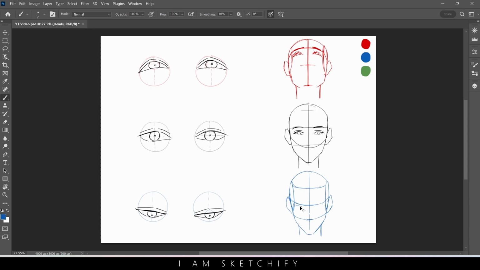In the high angle, again pay attention to the curvature of the face. This time you're looking from above, so the curvature will appear downwards. So guys, this is how you can draw eyes in each of the camera angles. Now let's talk about the nose.